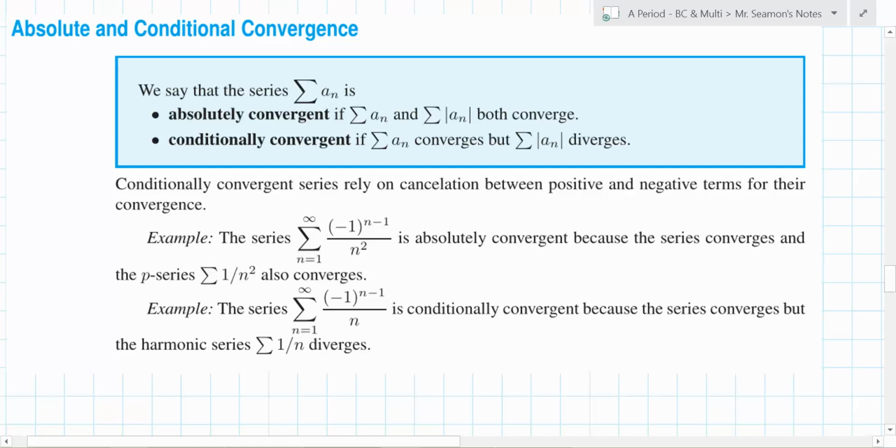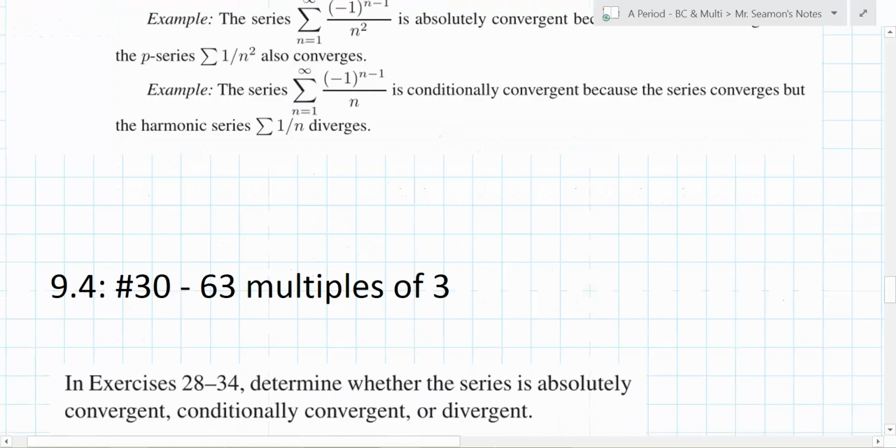So for example, what's our conditionally convergent example? The alternating harmonic right here. The alternating harmonic is conditionally convergent. Why do we know that? Because the alternating harmonic converges, but the absolute value of it, the harmonic series, diverges. Which one are we generally going to see most of? We're probably going to see a lot more absolutely convergent. You have to be pretty specific to get conditionally. That's the last thing.